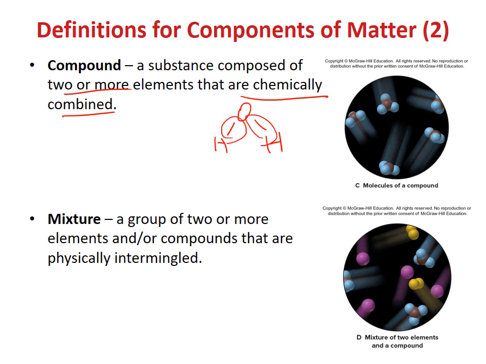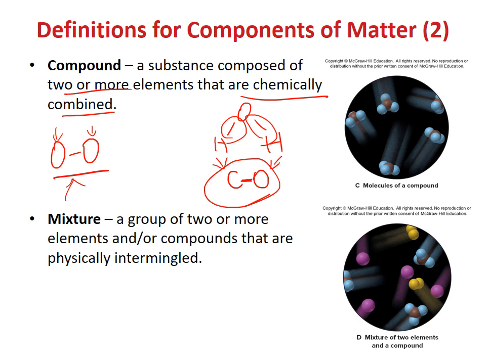Another example is carbon monoxide. There is a chemical bond between one carbon and one oxygen, and this is a molecule. Now if the two elements are the same, such as oxygen, then that's not a compound. Even though it's a molecule, it's not a compound, it's an element, because the two atoms are the same element. Here in compounds, you also have molecules, but they have different elements.